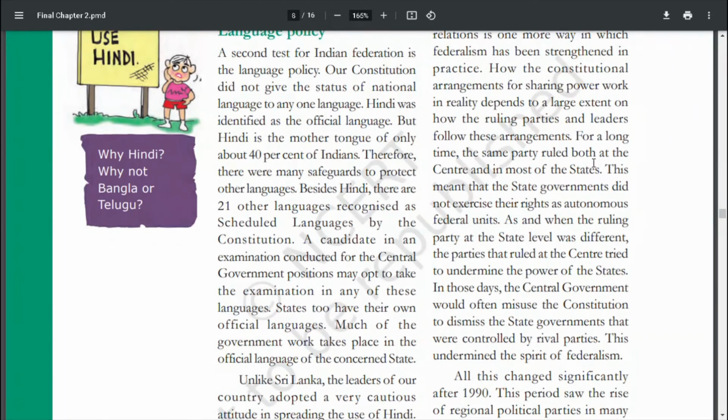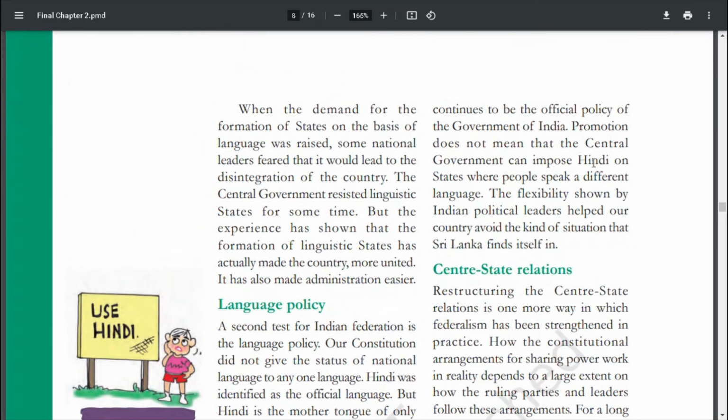Promotion of Hindi continues to be the official policy of the Government of India. Promotion does not mean that the central government can impose Hindi on states where people speak a different language. The flexibility shown by Indian political leaders helped our country avoid the kind of situation that Sri Lanka finds itself in.